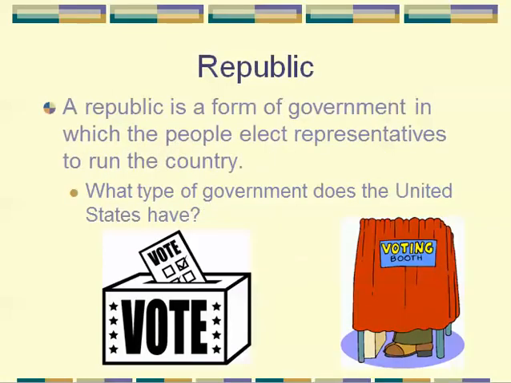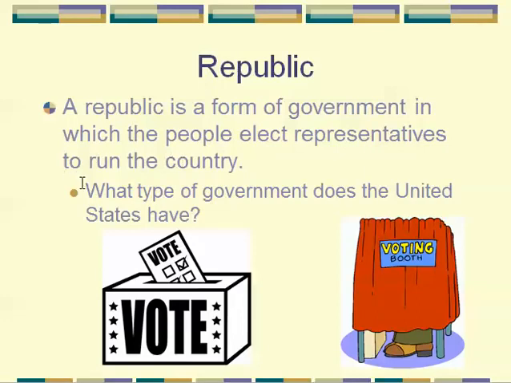The next type of government I want to talk about is a republic. And actually, a republic is usually a form of democracy. In a republic, the citizens who run the country elect representatives or politicians to run the country in their place.